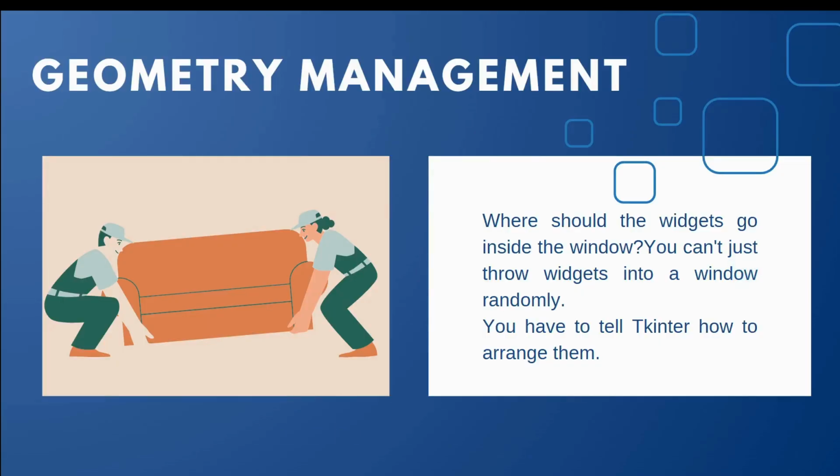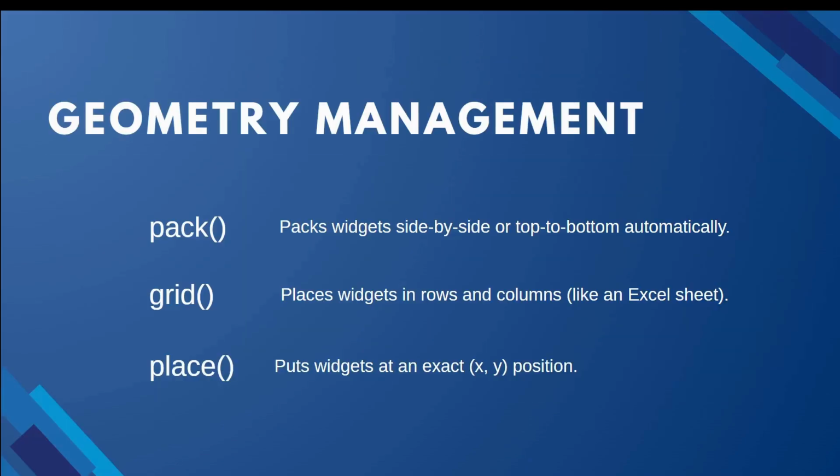So geometry management. Where should the widgets go inside the window? You can't just throw widgets into a window randomly. You have to tell Tkinter how to arrange them. That work of arranging them is done by geometry management. So these are the three different ways we can manage or place those widgets. The first method is the pack method, where it packs widgets side by side or top to bottom automatically. You can just call the widget.pack method. It is taken care of by the system, and the widgets will be put side by side or top to bottom.